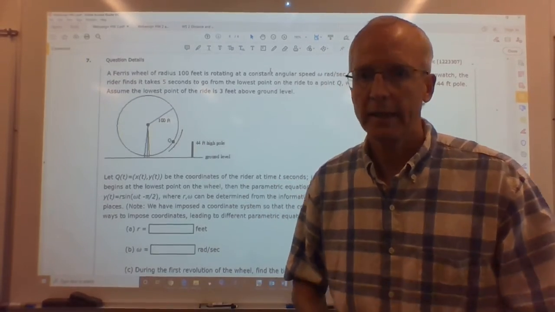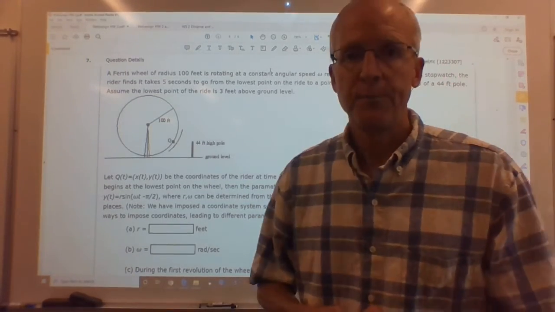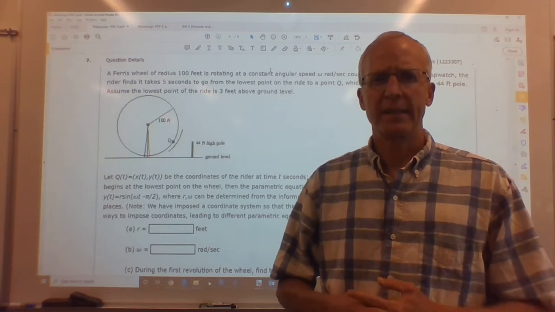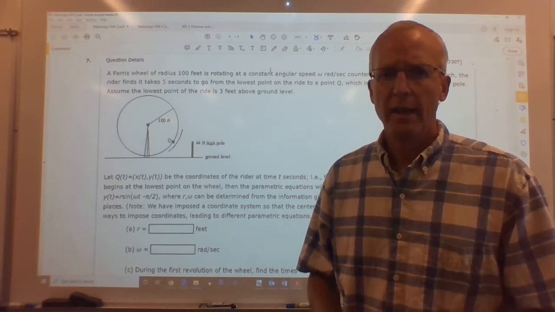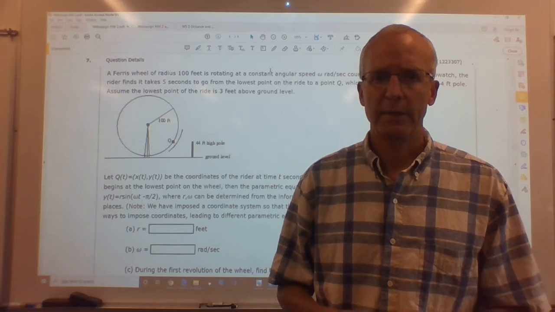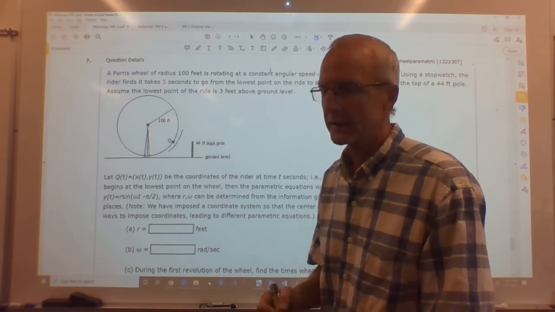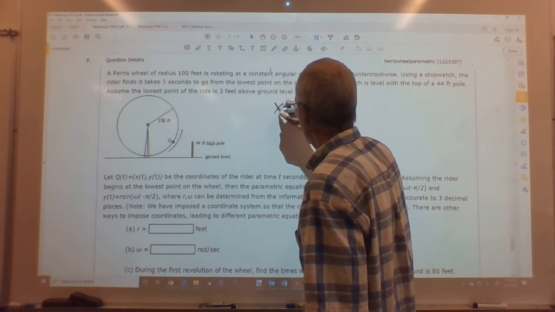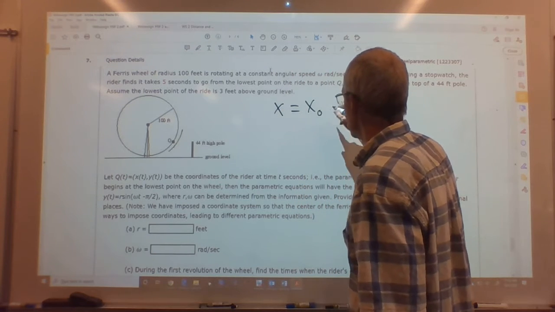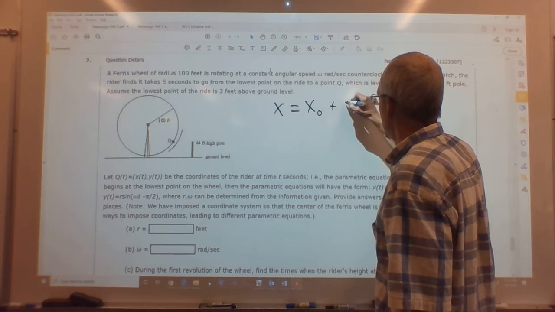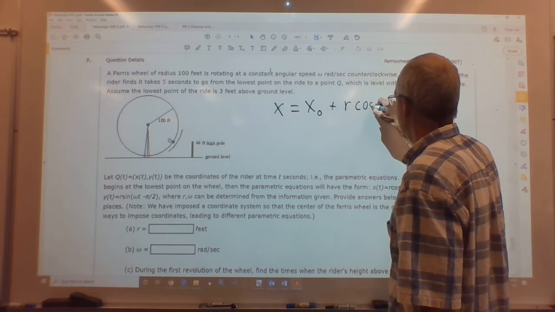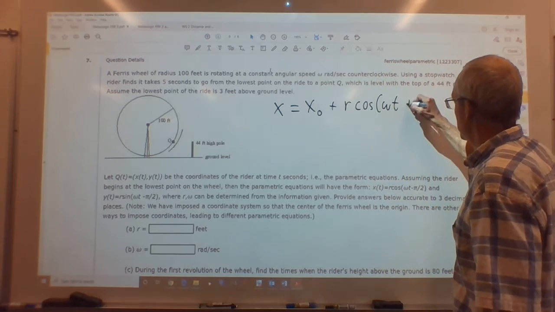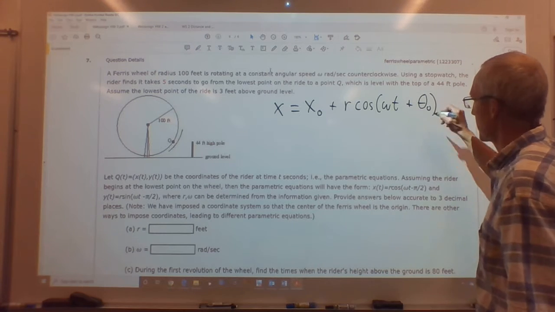All right, let's look at problem number 7. It's kind of the same idea as number 8. We're going in circles. And if you remember from the last assignment, when you're going in circles, your x coordinate is always the x center of the circle plus r cosine omega t plus your starting point.